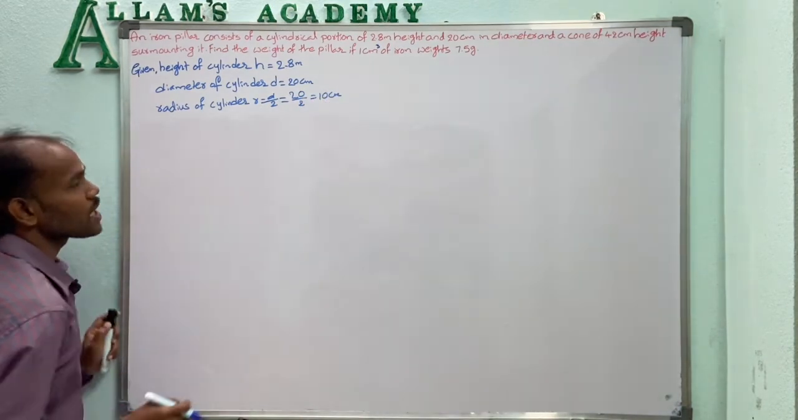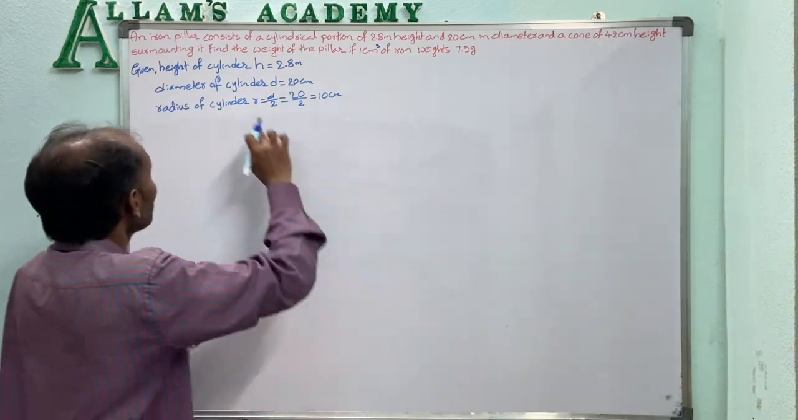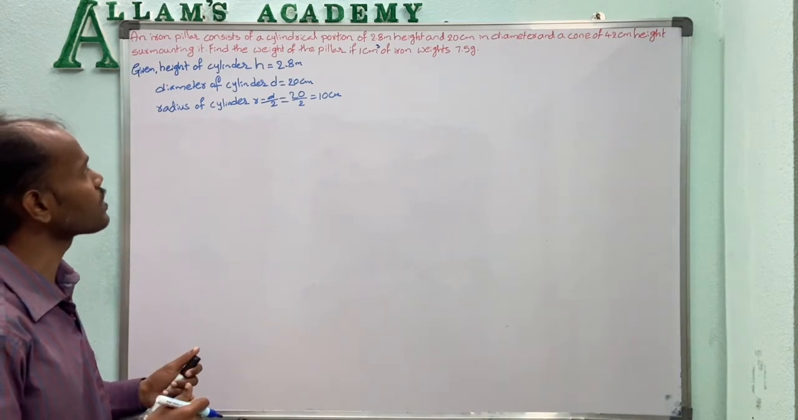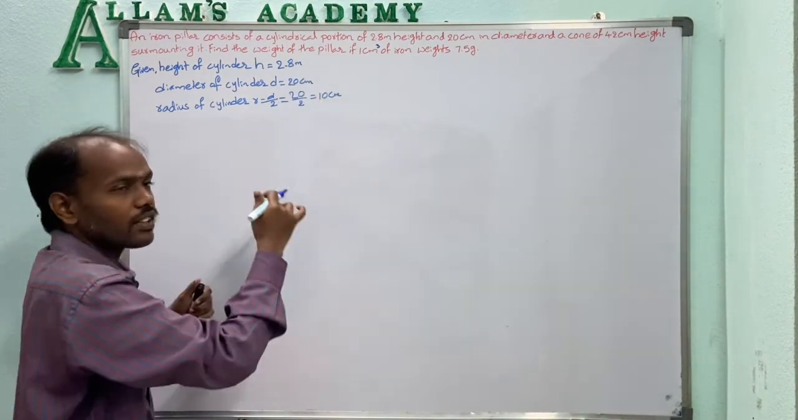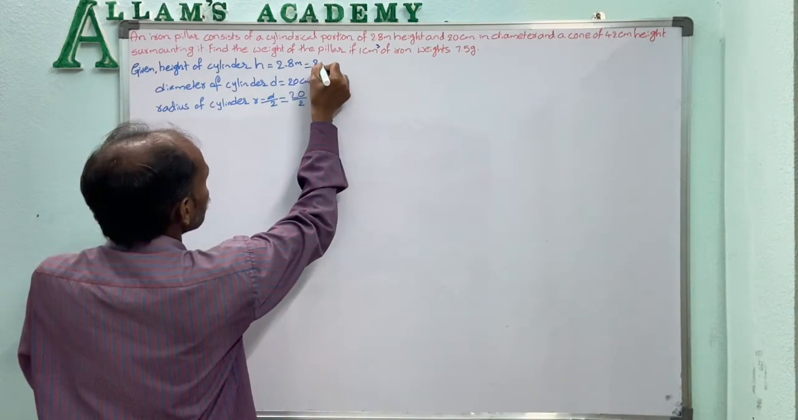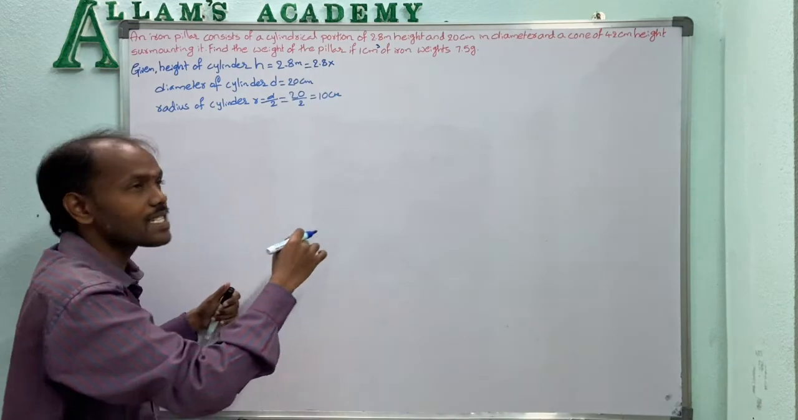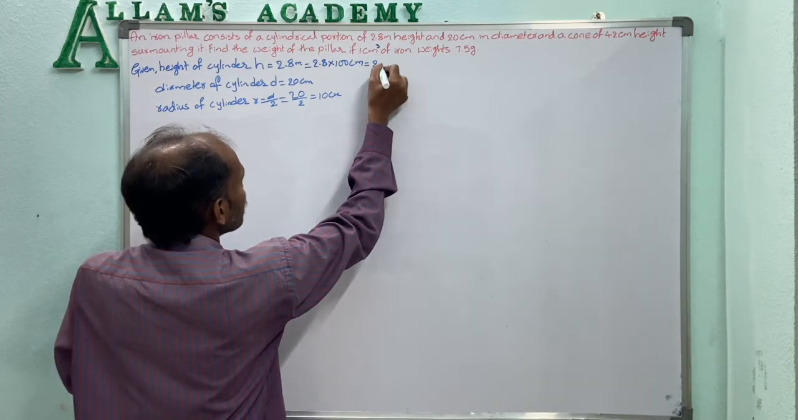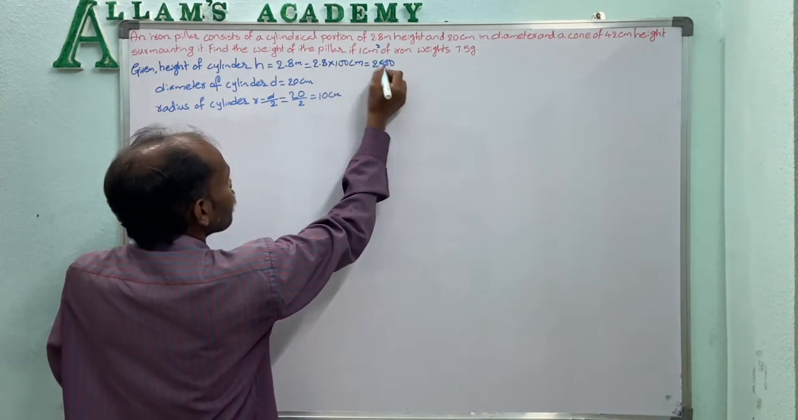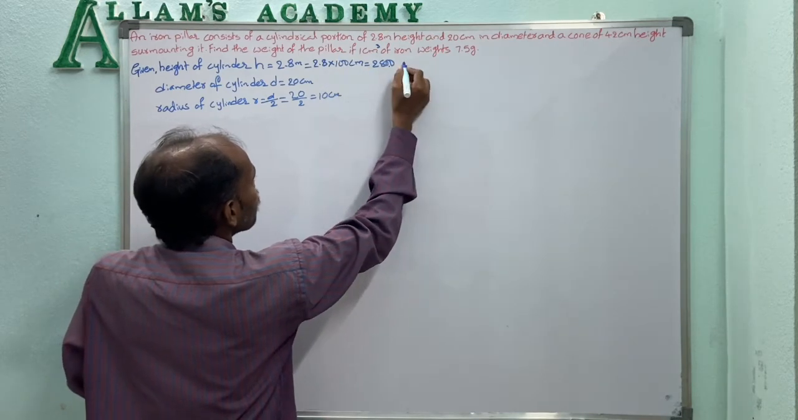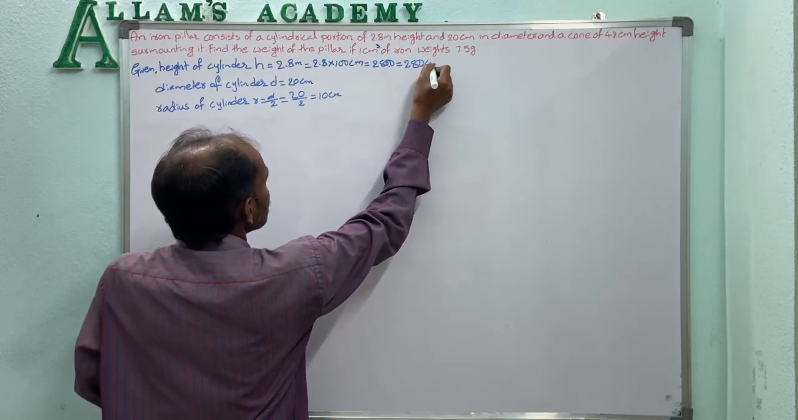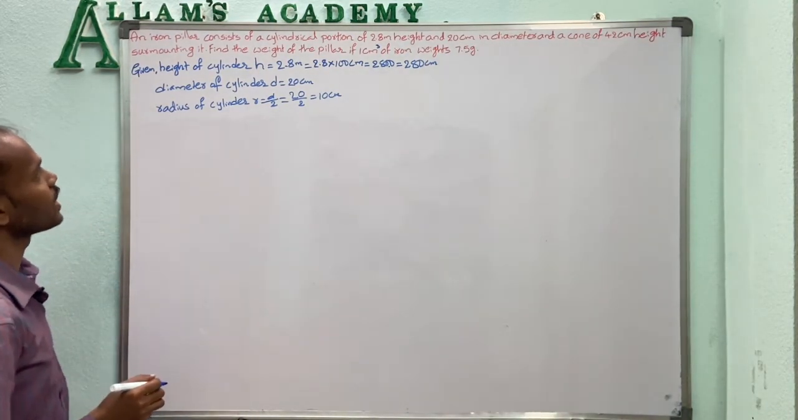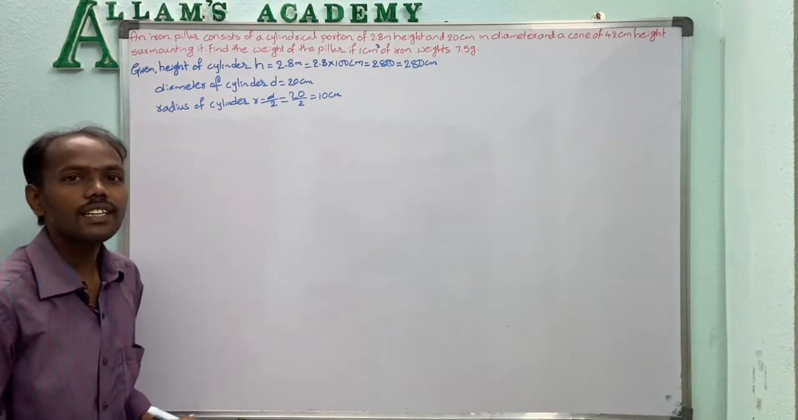Now here if we observe, the radius is given in centimeters and the height is given in meters. So for making the units the same, these meters will be converted to centimeters. That is nothing but 2.8 into 100, since 1 meter is equal to 100 centimeters, that is nothing but 280 centimeters. So height of the cylinder is 280 centimeters and radius of the cylinder is 10 centimeters.